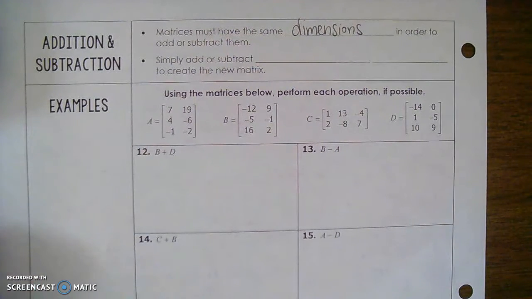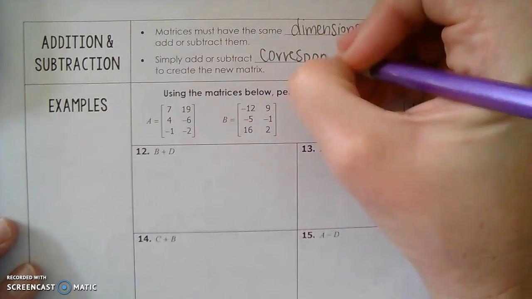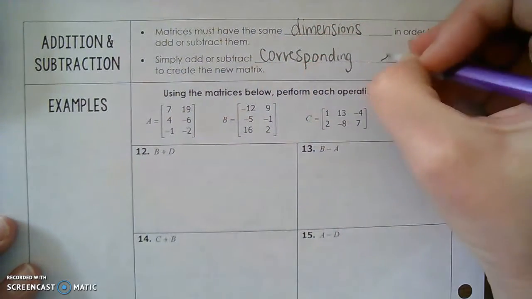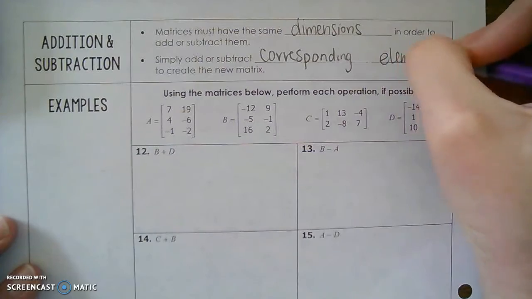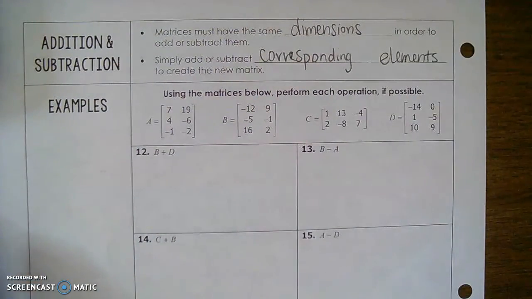So first you have to look and make sure they match in how they look in order to add or subtract them. If they do, you simply add or subtract the corresponding elements. So whichever ones are in the same places, you add or subtract based on what the problem asks you to do.